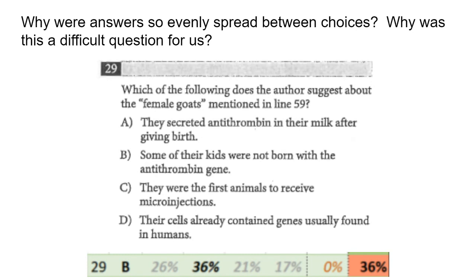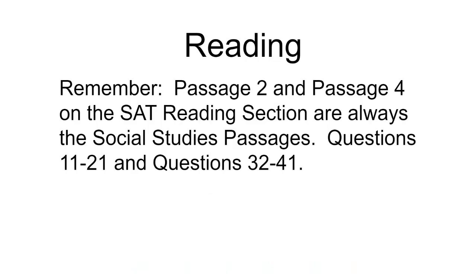Some of their kids were not born with the antithrombin gene, and 36% of us got that correct. Our answer choices, as you can see down here, were pretty even with 26, 21, and 17 in other cases. That was the science questions that we're going to review today.